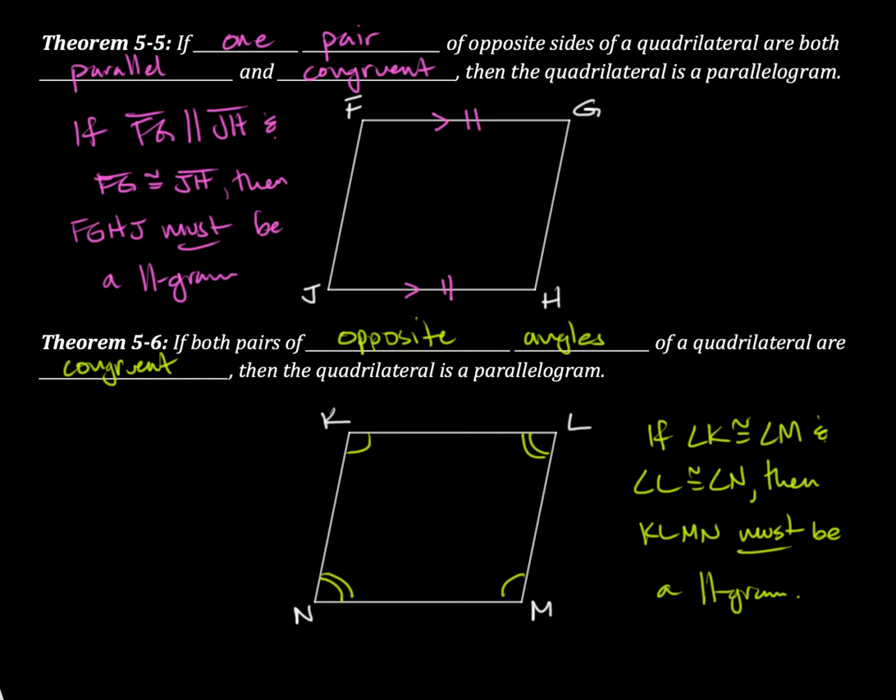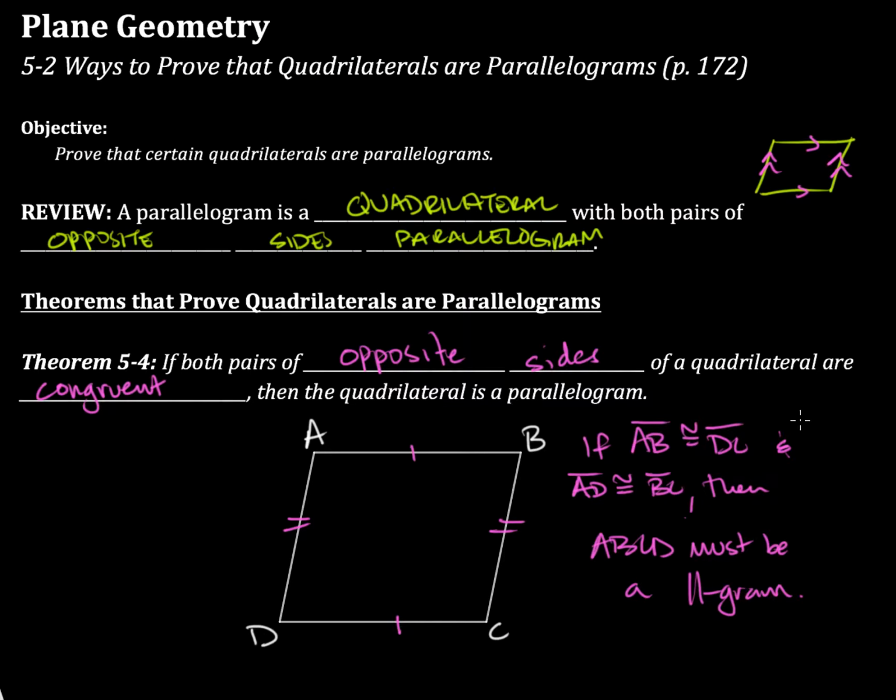If I back up a little bit and look at theorem 5-4, if I were to add in an auxiliary line here, let's add in this diagonal AC. Then I would be able to see that these two triangles are definitely congruent, because they're congruent by side, side, side. And if those triangles are congruent, then this angle would be congruent to this angle by CPCTC, which makes these lines parallel.